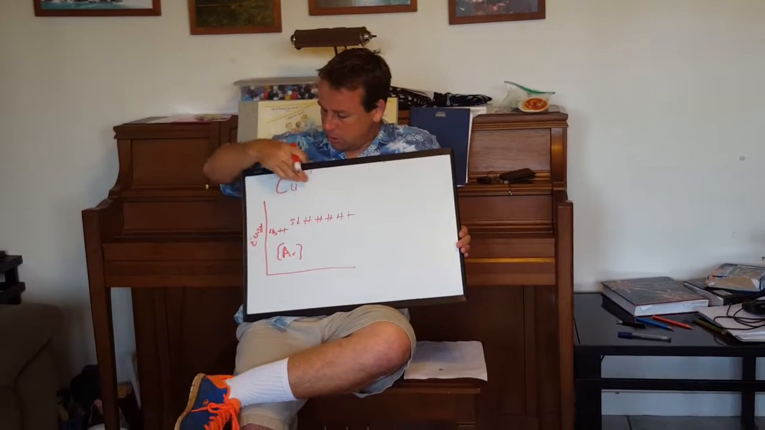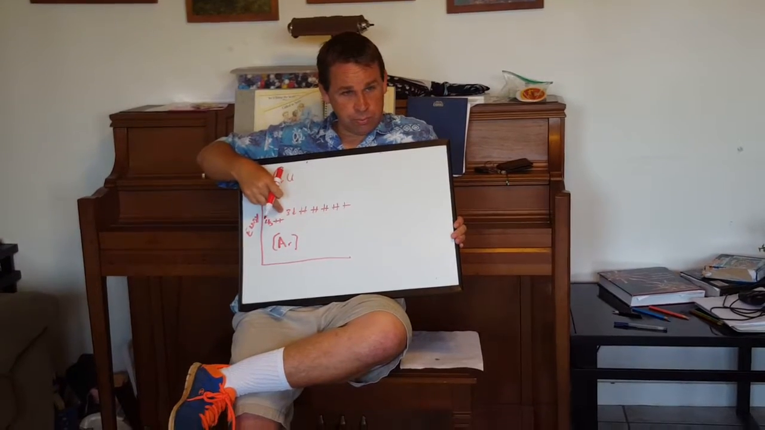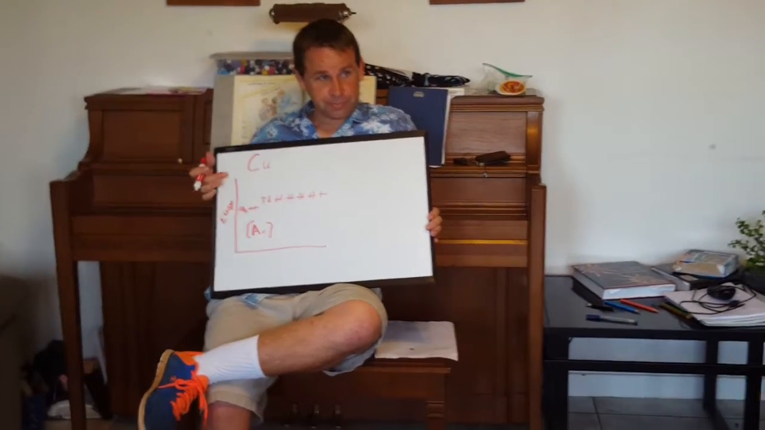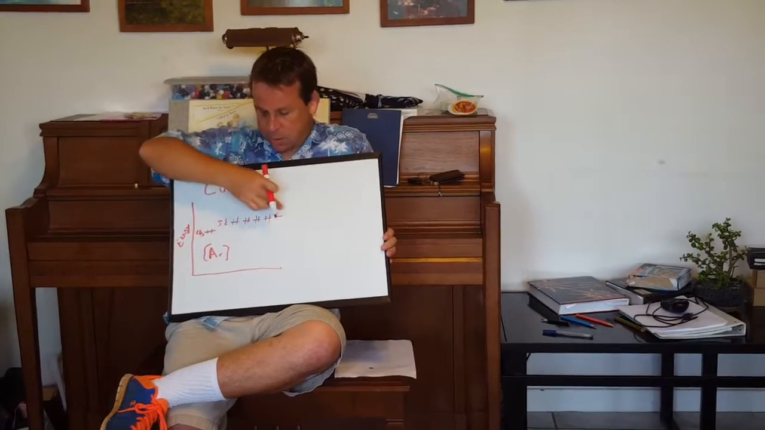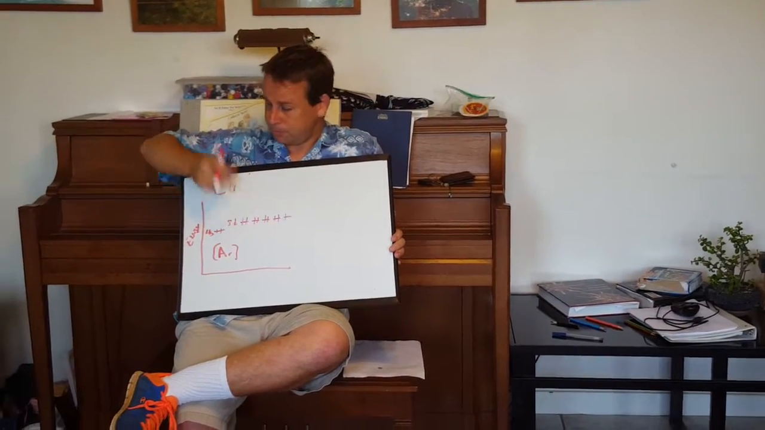Okay, but copper likes to form plus 2 ions, just losing its 4s. That's what most elements do. It can't find symmetry here very well, right?